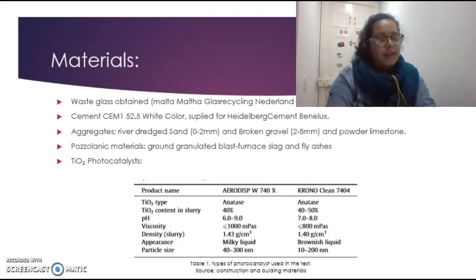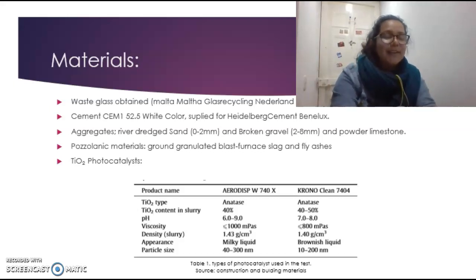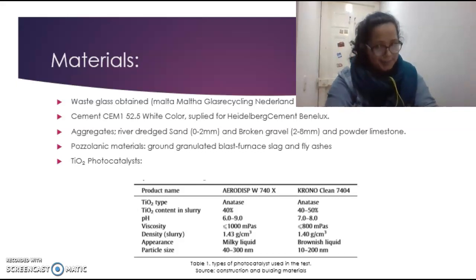Waste glass of different sizes: powder glass, and glass particles of 0 to 1, 0 to 3, 0 to 8, and 0 to 14 millimeters. Cement type 1, 52.5, the white color. Common aggregates, pozzolanic materials, and two photocatalytic materials: titanium dioxide and chronocline.